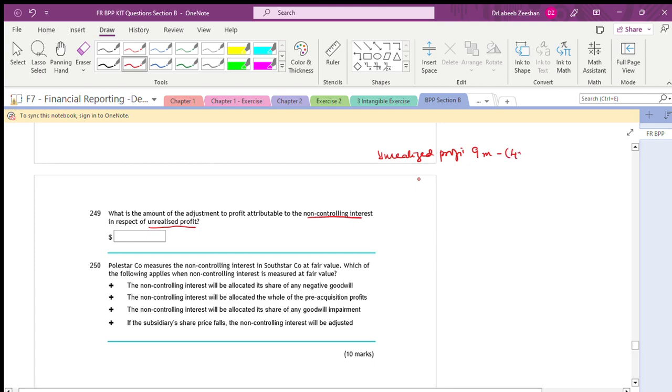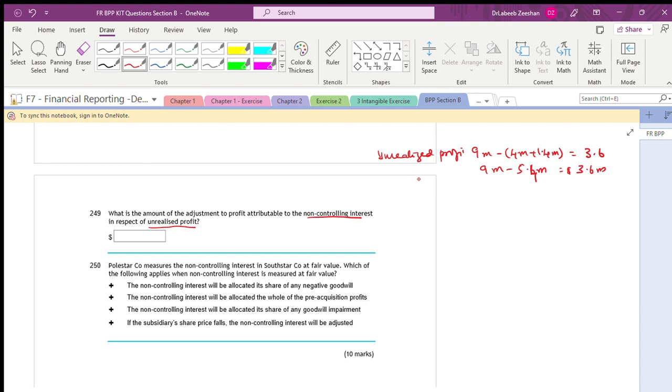Processing cost is 4 million plus 1.4 million. It comes to 9 million minus 5.4 million, sorry, not 5.6. It comes to 3.6 million. Is that right? How much is still in the inventory? 1.5. Is it right? 1.5.